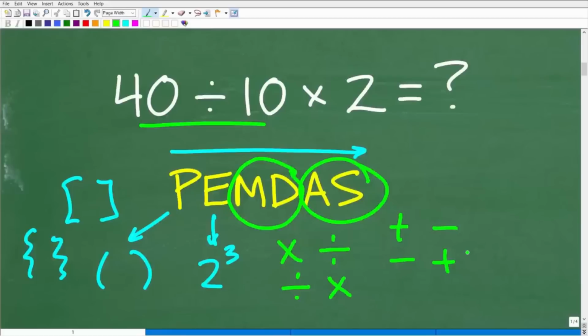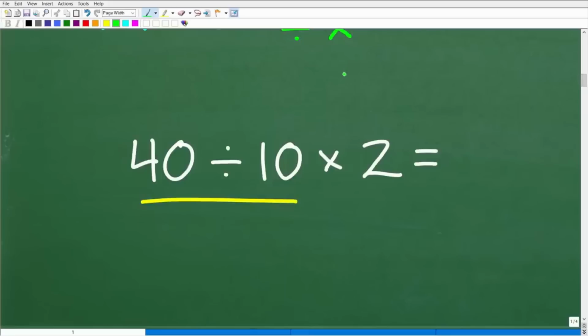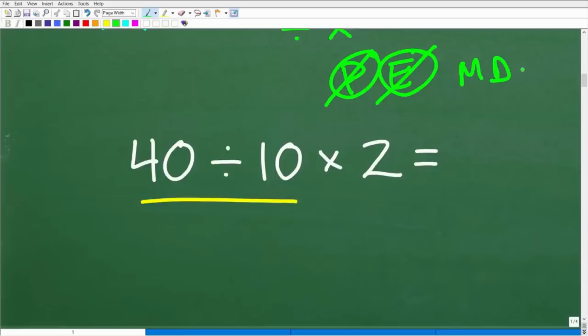Okay, so now that we understand PEMDAS, we can now do this problem pretty easily. So going down here, we're saying, all right, so let's see. Do we have any parentheses? No. Okay, do we have any powers? Don't see any powers there. Boom. Now I'm considering multiplication and division. Do I have any multiplication division? Yes. What do I see first? I see division before multiplication. So we're going to do division first.